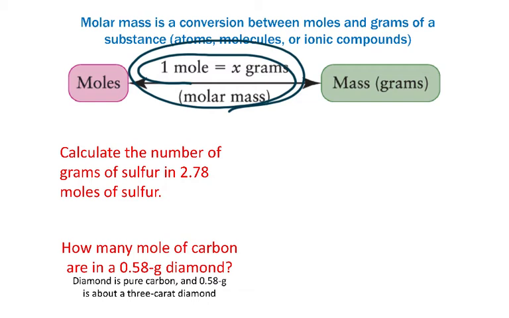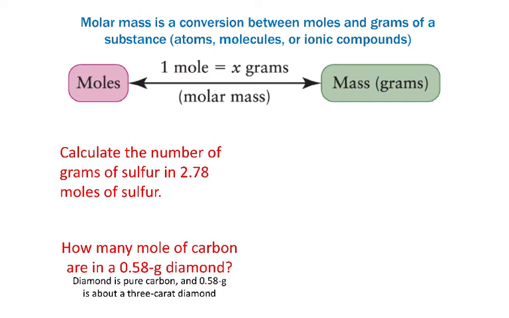Think back to our analogy of nails, right? 1 dozen nails was always 12, but the mass of a dozen depended on the size and type of nail. Here, Avogadro's number, or a mole, is always 6.02 times 10 to the 23, and that's a mole. But now the mass of a mole depends on the substance, right? So here are a couple of example problems to work through.